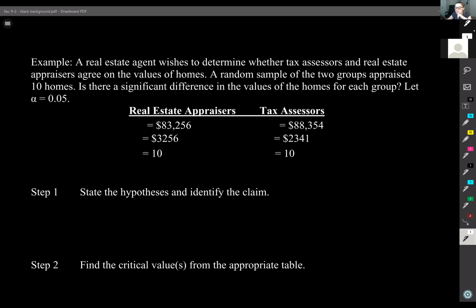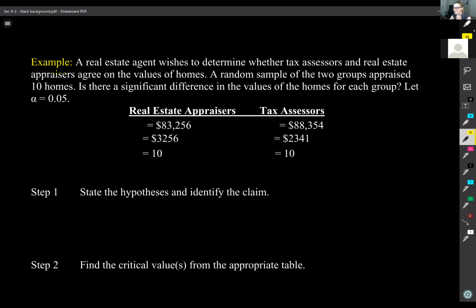All right, so our example here is going to be using the traditional method, and then our next one will use the p-value method. A real estate agent wishes to determine whether tax assessors and real estate appraisers agree on the values of homes. A random sample of the two groups appraised 10 homes. Is there a significant difference in the values of homes for each group? Let alpha equal 0.05. You might recognize some of this wording from your research questions. Is there a significant difference? Hence why I had you word your questions so specifically.